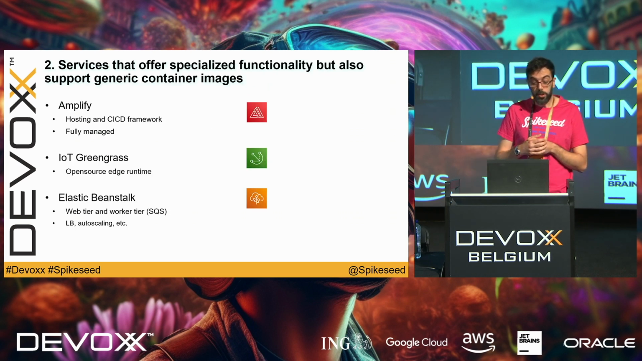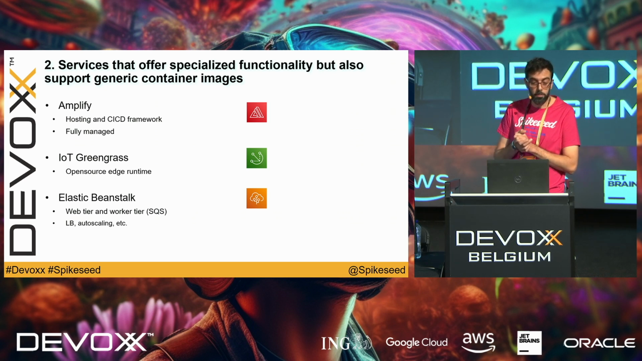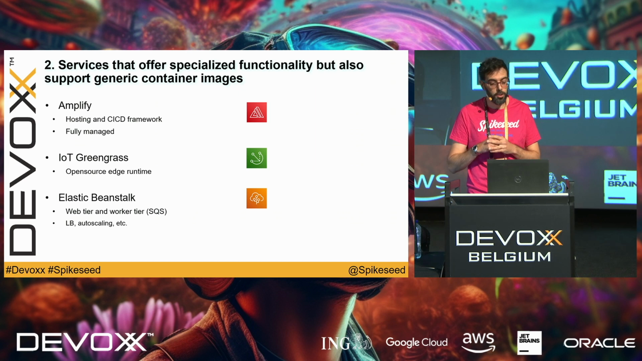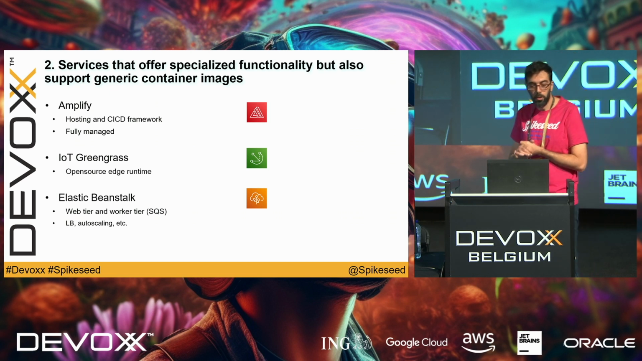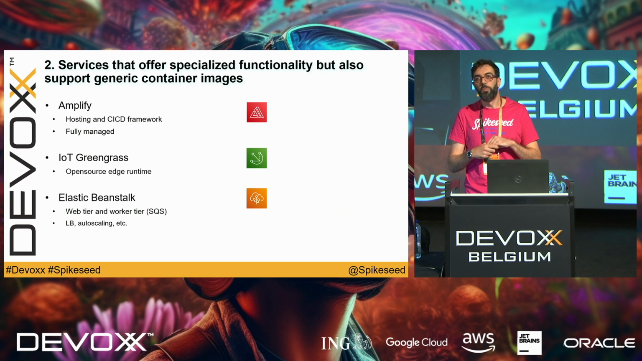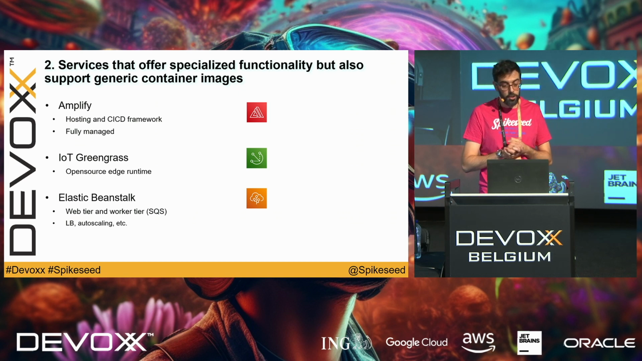Second type of services that offer specialized functionality, but also support generic container images. Amplify, first in the list, rather large service, is a full hosting and CI/CD framework. So maybe not like your very first choice if you want to run a single container workload, but we'll talk about that later. Fully managed service as well.